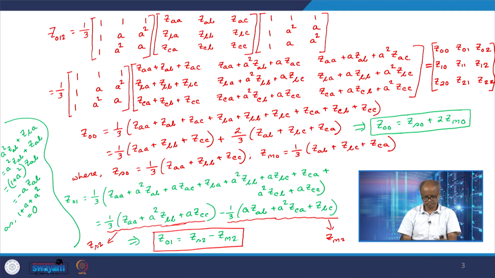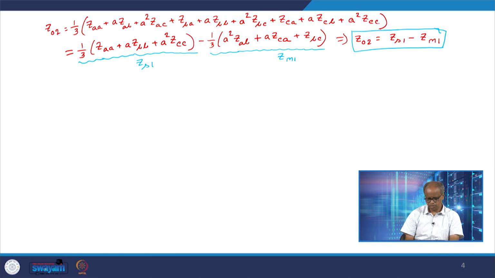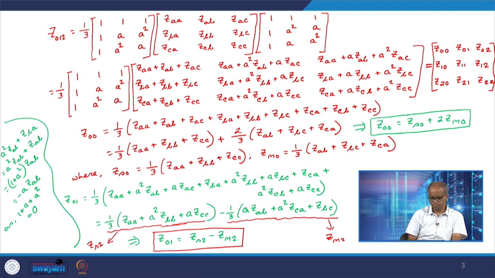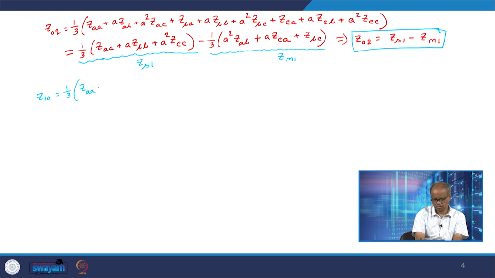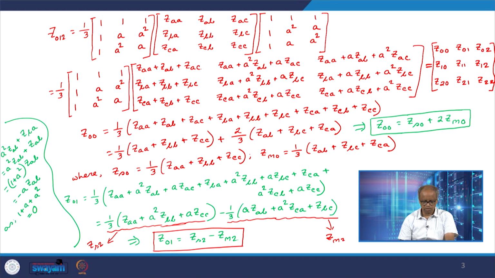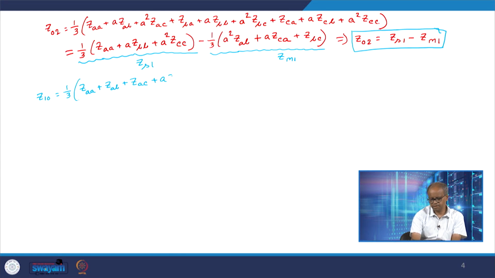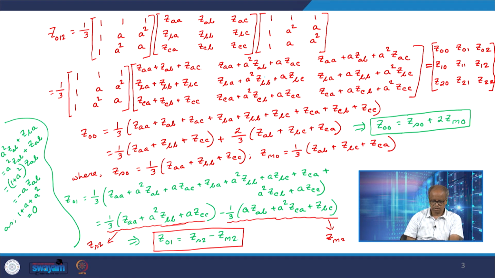Now let us look at the second row. So second row is, so Z10 would be 1 by 3 into ZAA plus ZAB plus ZAC, then AZBA plus AZBB plus AZBC, and A square ZCA plus AZCB plus A square ZCC.